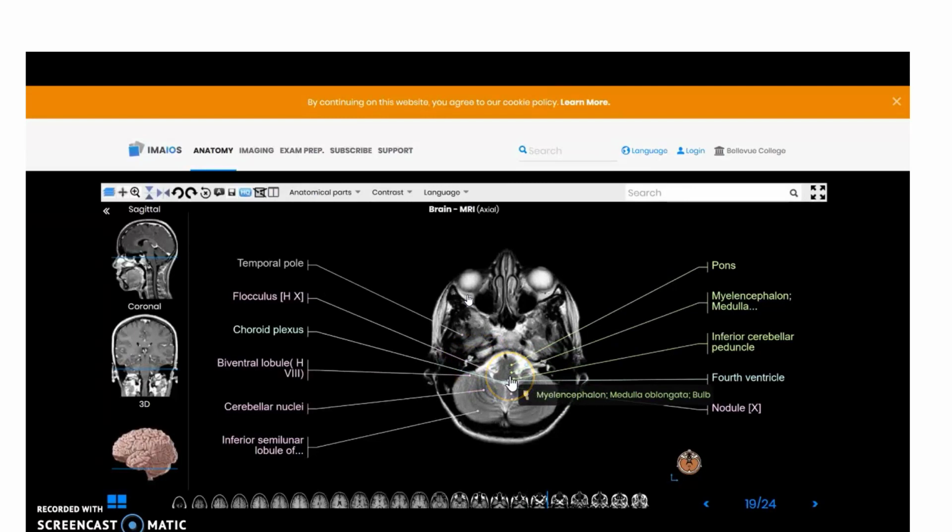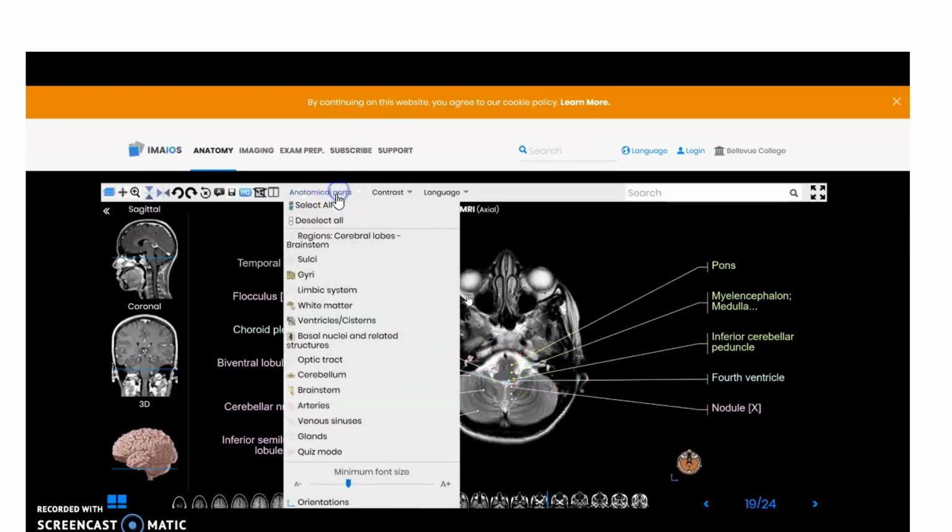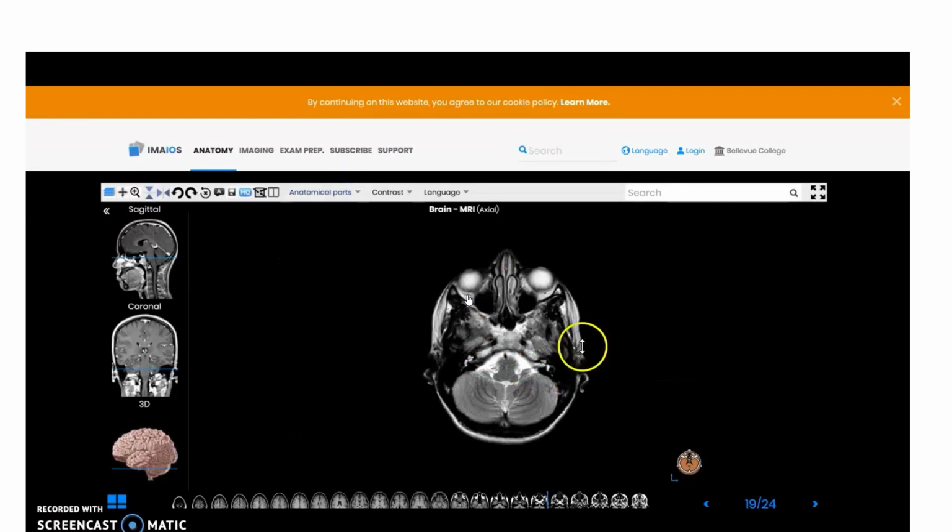The T1 is always good for pathology, and on T2 you can see the fluid real well, so you have to do both sets of images most of the time. But here you can see the 7th and 8th nerves. Again, I'm going to take off the anatomical parts so that you can see them. There you go.